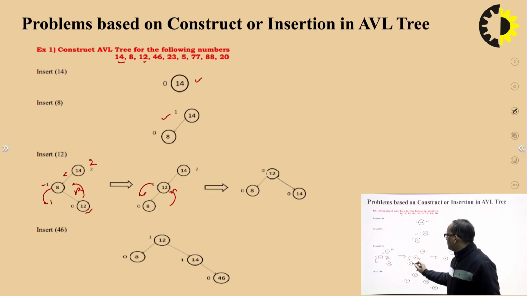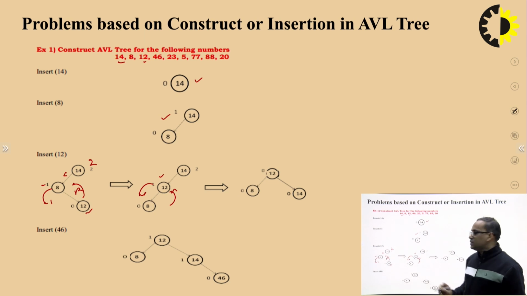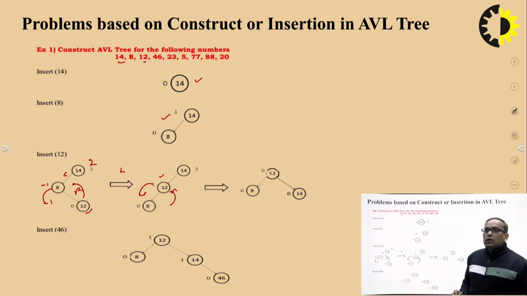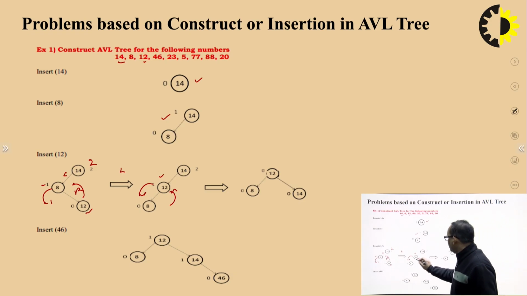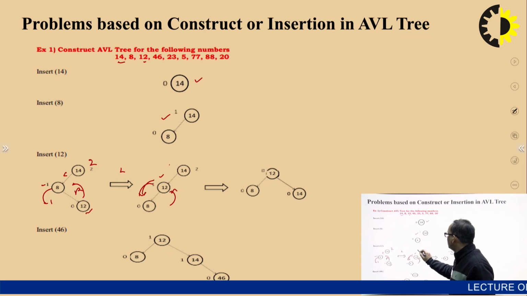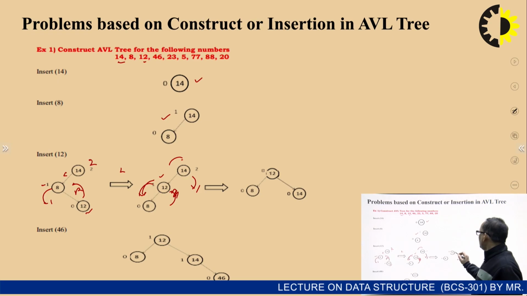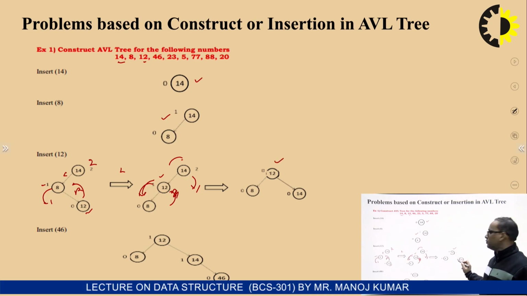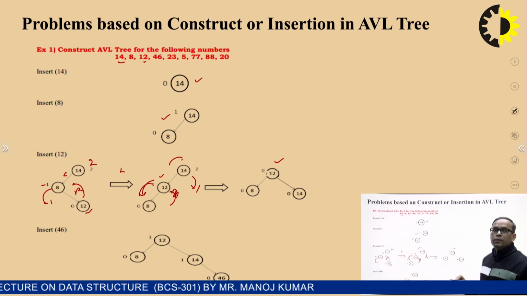So 8 will become this and 12 will become this after performing the left rotation. Now we need to perform the right rotation. In order to perform the right rotation, we move it in the right direction, the clockwise direction. So 12 will become the root, with 8 and 14 as its children. Now in this case the balance factor of each node is 0, so this is a balanced tree.